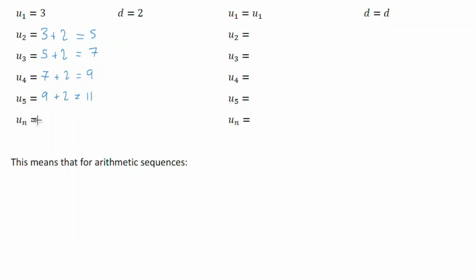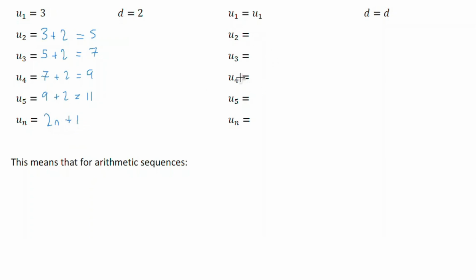And what about un? Well, from what you've seen previously, you probably recognize that this is going up by 2 every time, which means that the general form must be of the form 2n. And how do we get from 2 times 1 to 3? We need to add 1 to find our general term. And that method certainly works for finding the general term for linear or arithmetic sequences.